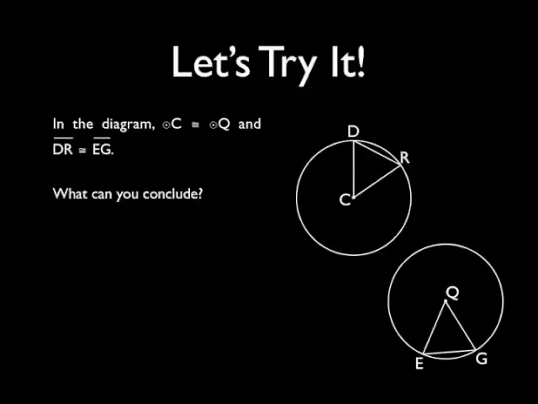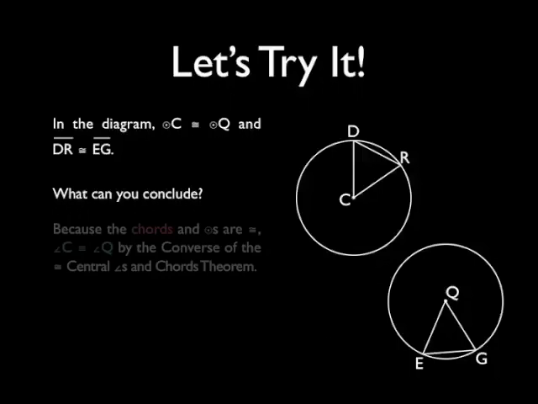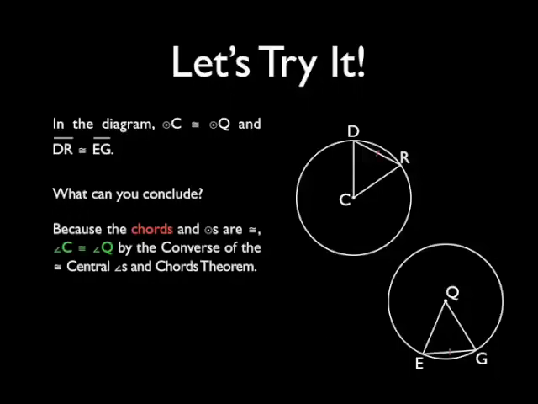In our figure, we know that circle C and circle Q are congruent, and that segment DR and segment EG are congruent. In other words, the two chords are congruent. So what can we conclude? Well, if the chords are congruent, we can conclude that angle C and angle Q are congruent by the converse of the central angles and chords theorem. And we can also conclude that the arcs are congruent. Arc DR is congruent to arc EG.